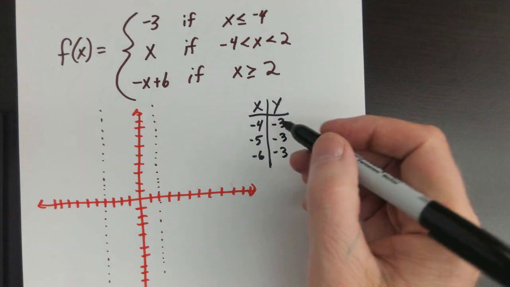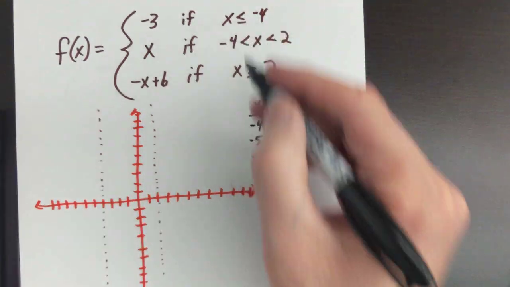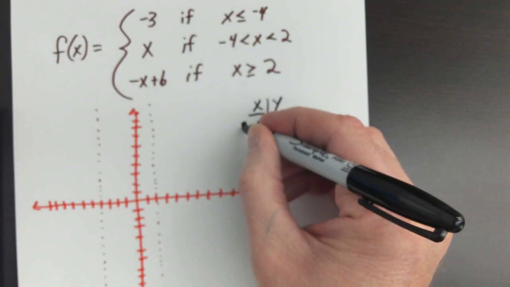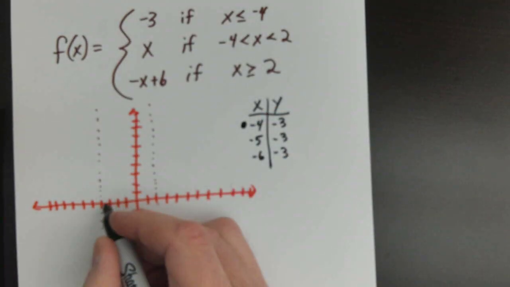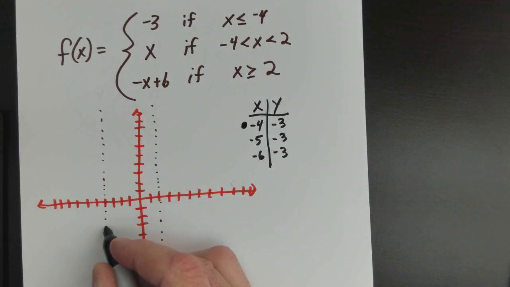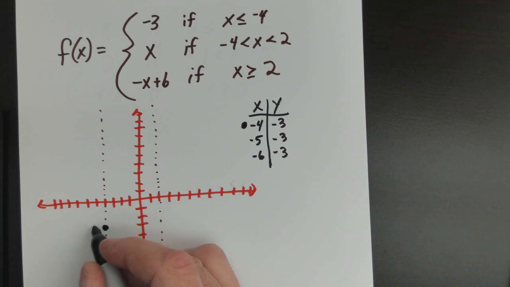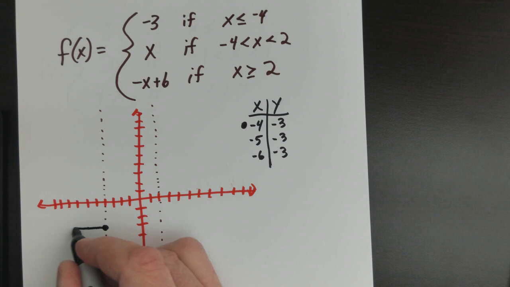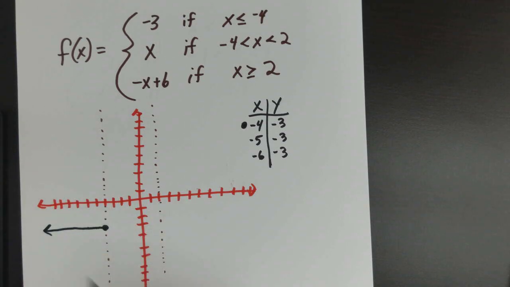So I'm going to make the table. Now, this is less than or equal to, so I'm going to use a solid dot. So at -4, -3, I'm making a solid dot here. And then -5, -3, -6, -3, the first piece of this function is right there.